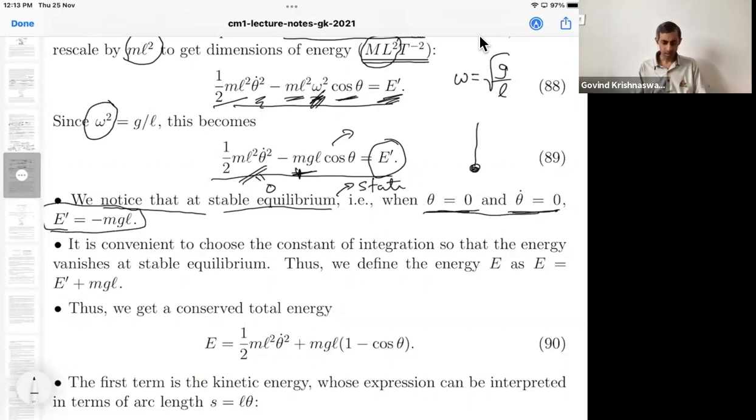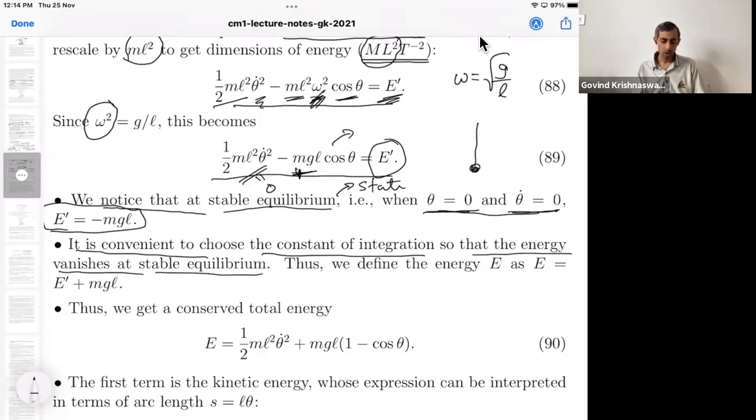Now, your aesthetic sense may not like that very much. For many people, we would like the energy at the state of stable equilibrium, when the system is doing nothing, to be 0. So it's convenient to choose the constant of integration so that the energy vanishes at the stable equilibrium state.